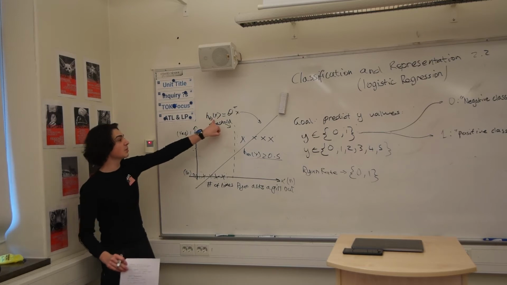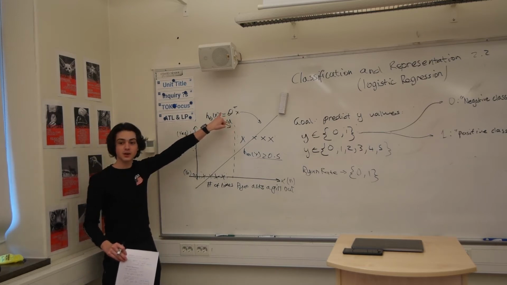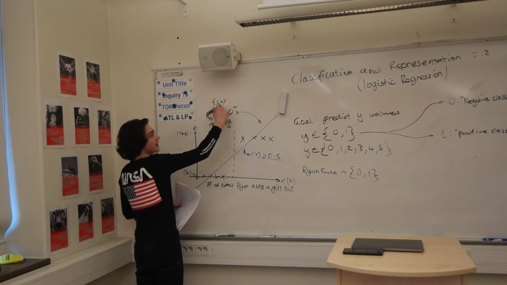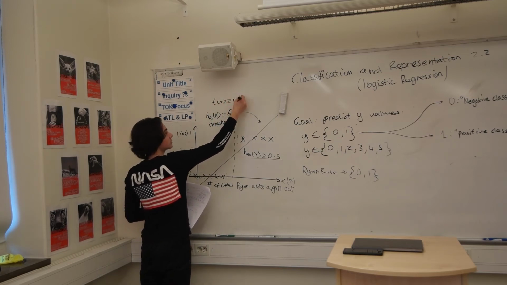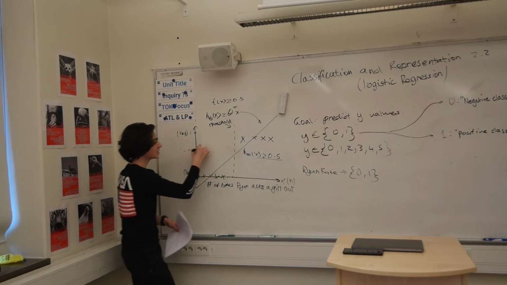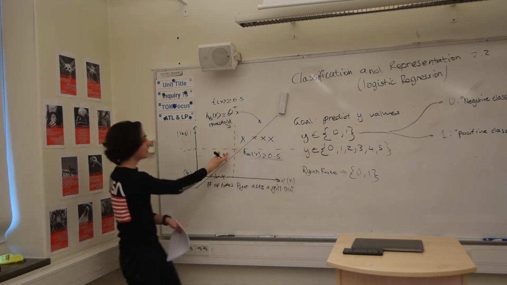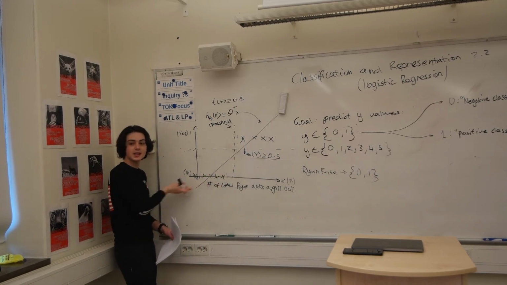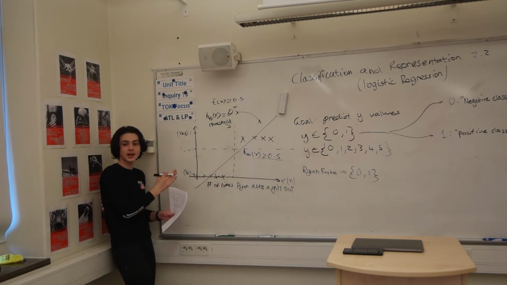Notice how this is some equation h theta of x, right? This function, we could just write it as f of x, it doesn't matter. If f of x is greater or equal to 0.5, which is above this line, then he seems to be successful. If it's below this line, he seems to be not successful. That's the idea, right?